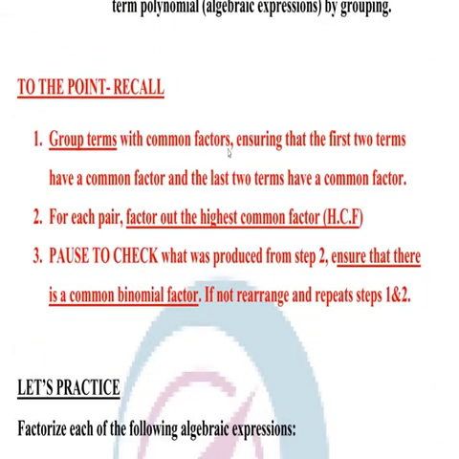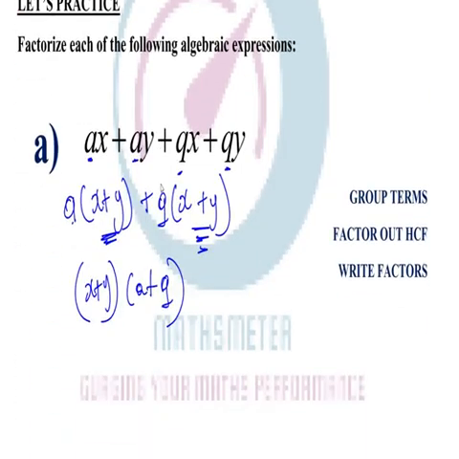We're going to group terms with common factors, ensuring that the first two terms have a common factor and the last two terms have a common factor. For each pair, factor out the highest common factor. Final step, pause to check what was produced from step 2, ensuring that there's a common binomial factor. If not, rearrange and repeat steps 1 and 2.